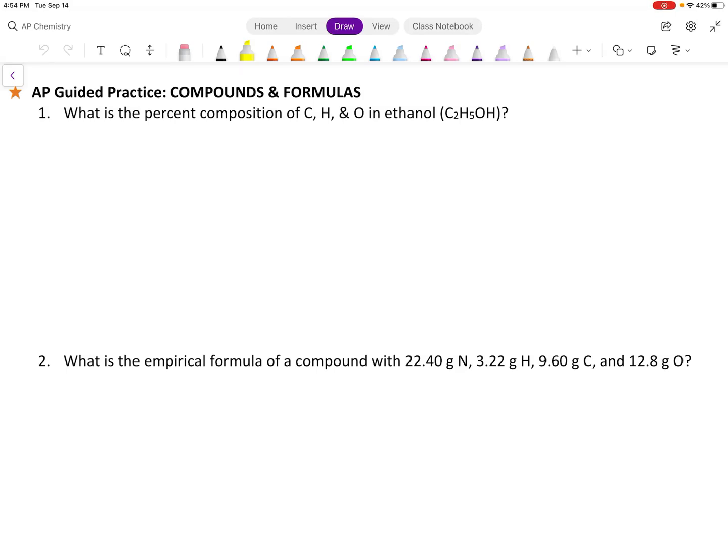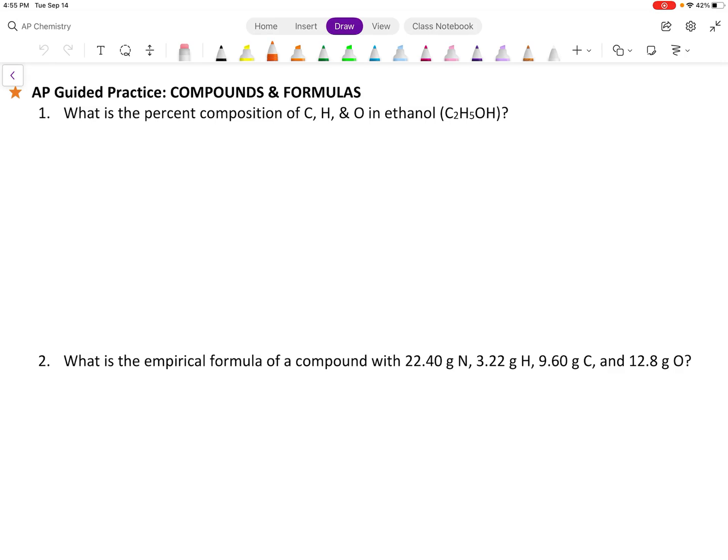Welcome to this AP guided practice on compounds and formulas. We're going to take a look at a variety of different ways that we can do calculations for different types of compounds and determine formulas. So in the first one, we're asked what the percent composition of carbon, hydrogen, and oxygen is in ethanol.